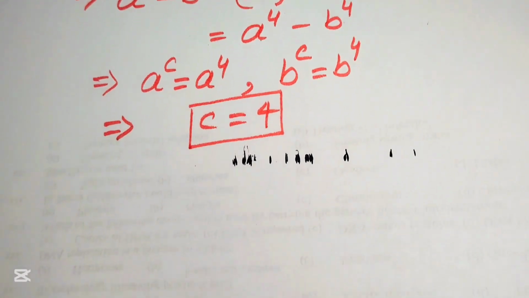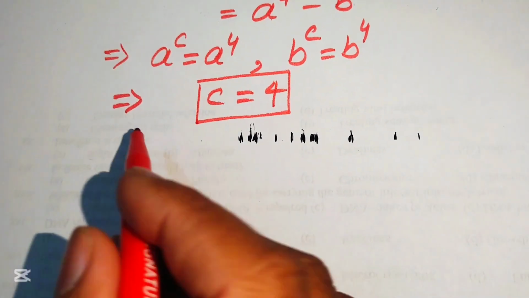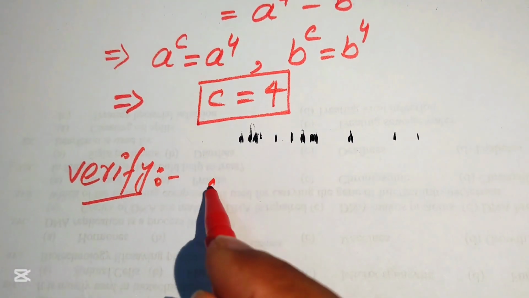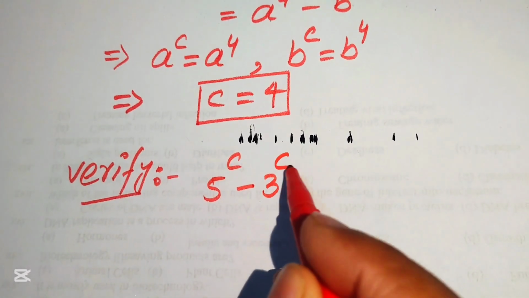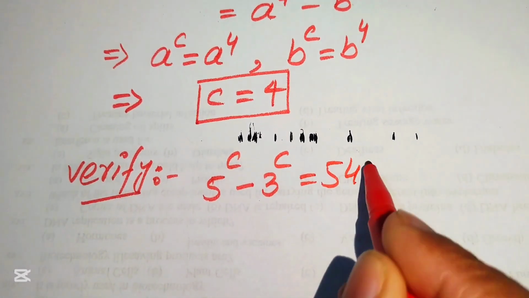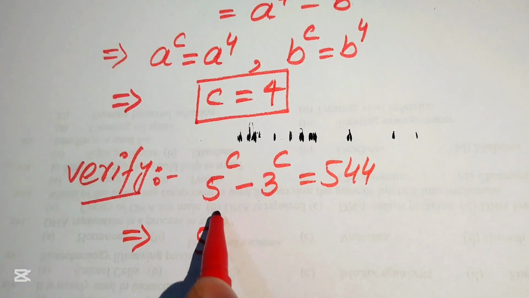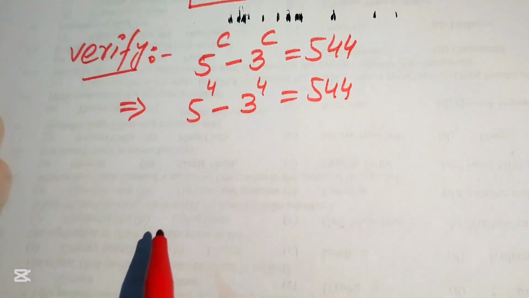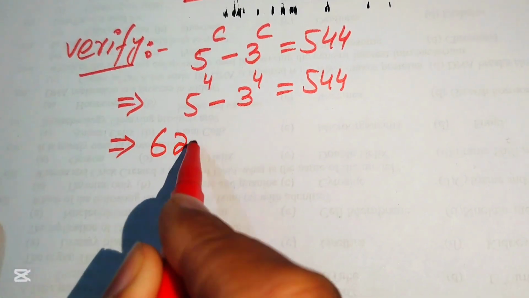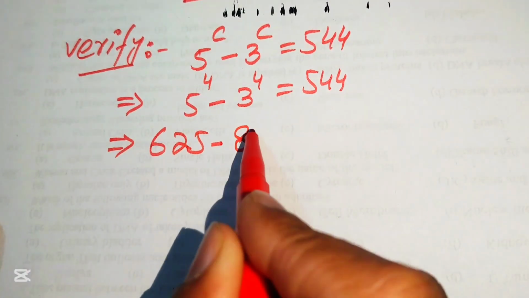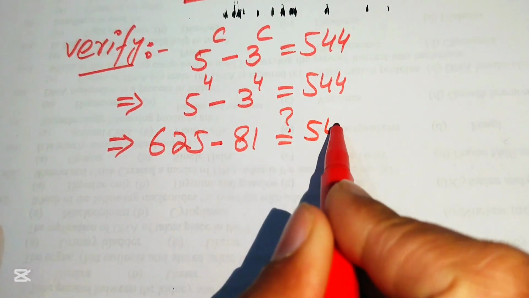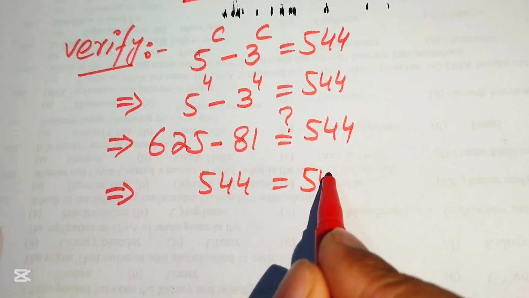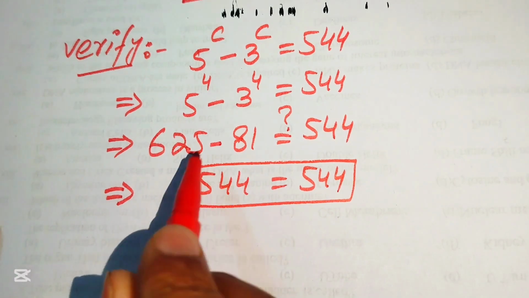And now here we need to verify this value of c. In order to verify this value of c, we need to copy down the given question statement here. The given question statement is 5 to the power of c minus 3 to the power of c equals 544. When you put the value of c here, it becomes 5 to the power of 4 minus 3 to the power of 4 equals 544. And you know that 5 to the power of 4 equals 625, and 3 to the power of 4 equals 81. We check: is this equal to 544? When you subtract these two values, then you easily get 544 equals 544. This shows that the value of c satisfies the given question statement.